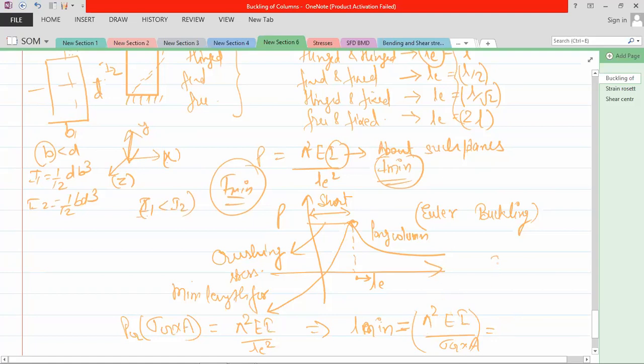And just for example, for steel, your Le by K, that is slenderness ratio, is 80, and that means above 80 you can consider the column as a long column, and below 80 you can consider the column as a short column. So that was your case earlier.